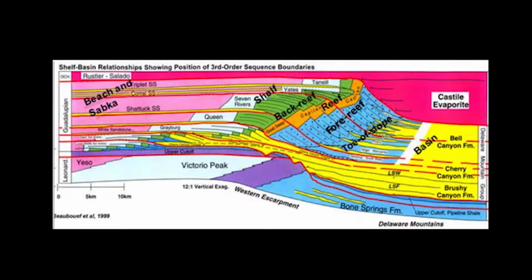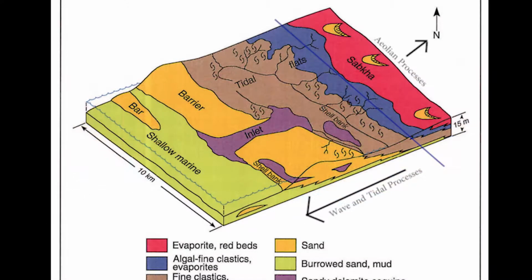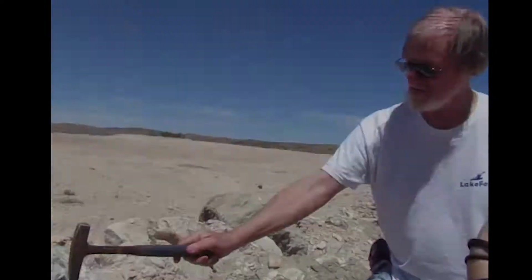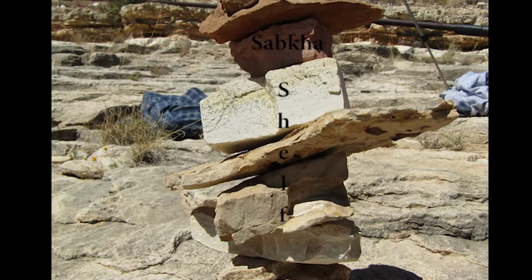Looking at the Sabkha, or the coastal end of the Guadalupe Mountains, we find aeolian processes dominate the deposition. We find red siltstone and evaporites, mostly gypsum with some halite. The red color is due to oxidation.